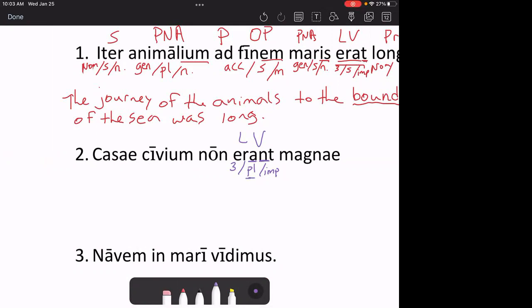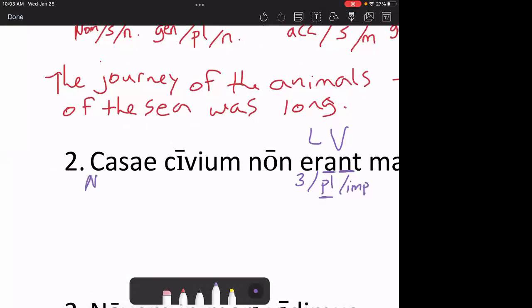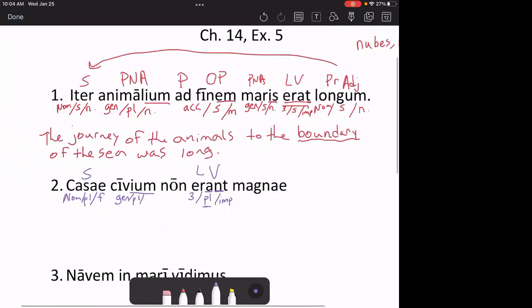Let's check casae. Can that be plural subject? Yes, it can. So nominative, AE is a nominative plural ending. What gender? It's a feminine noun. It's just your typical first declension noun that's feminine. That is our subject. Civium. That is a third declension noun. So that means this is genitive, plural. What gender did we say it was? Masculine.